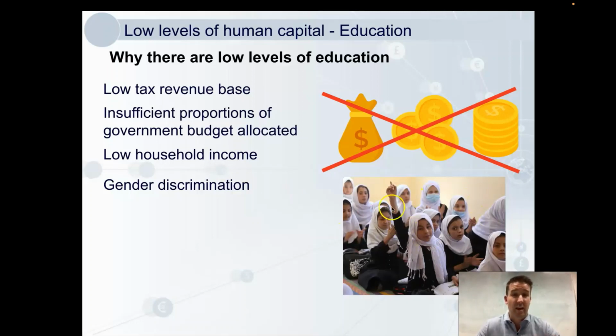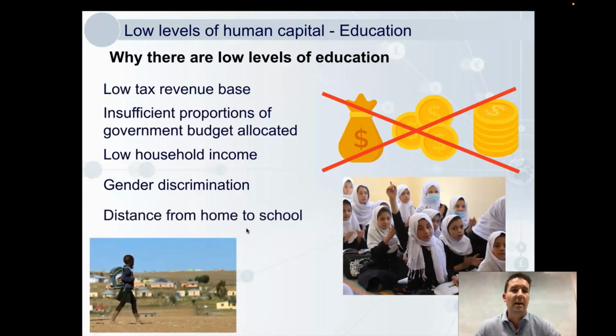This is a picture of an Afghan primary school. Now, in Afghanistan, these girls are now not allowed to go to high school. So that's an extreme example, but there are often biases that stop girls from getting the full education that they should be getting. And in some of these countries, there can be a large distance from home to school, which can make it very difficult. Not everyone has cars. Sometimes children are walking for hours a day. It can be very difficult.